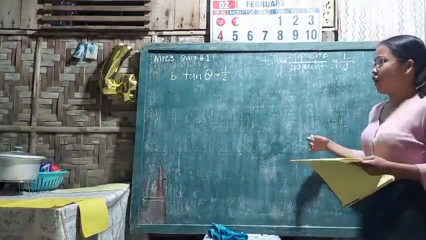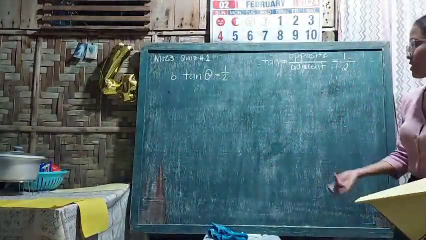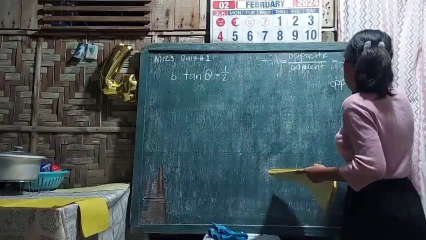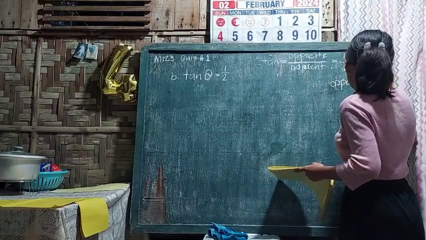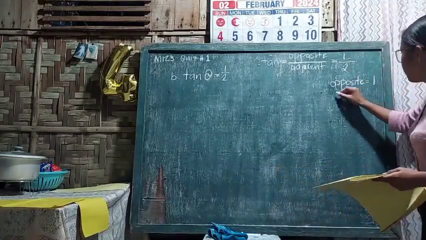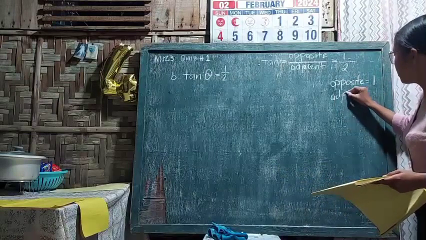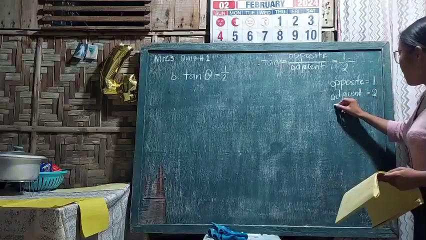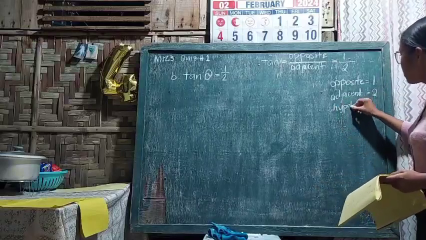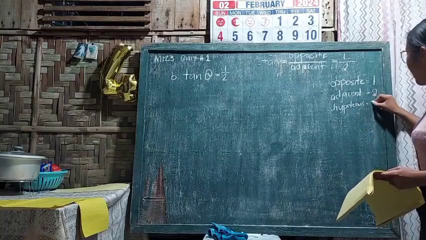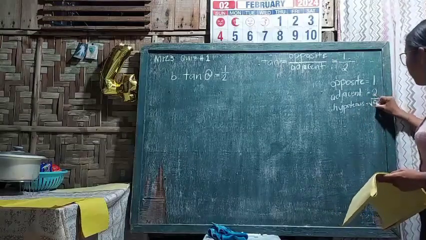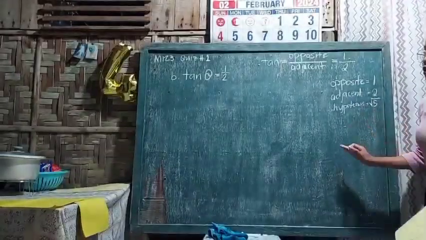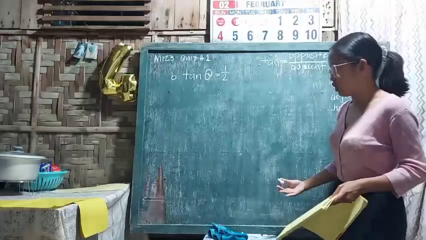Now that we have our values for the opposite, adjacent, and the hypotenuse: for our opposite, we have 1. For our adjacent, we have 2. And for our hypotenuse, we have square root of 5. With these values, we can now look for the 6 trigonometric functions.